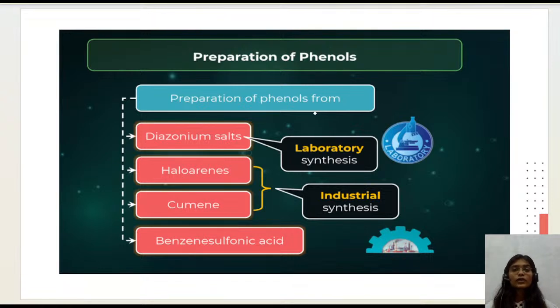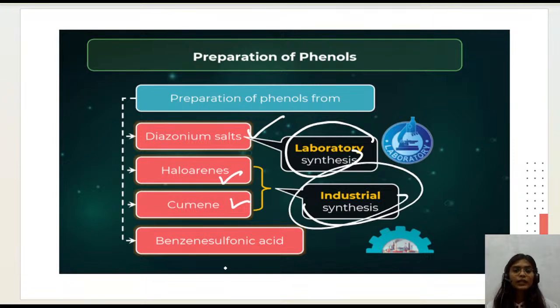Now we are going to start with the preparation of phenol. Some may already be familiar, like diazonium salt. It's important, it's a laboratory method, and the haloarene and the cumene methods, these two are the industrial synthesis. And the last one is benzene sulfonic acid. So let's start with preparation number one, from diazonium salt.